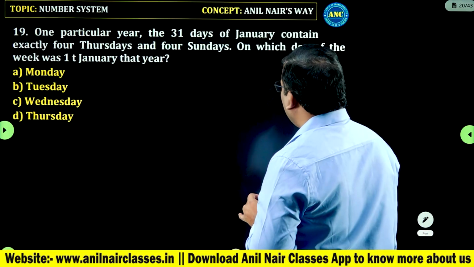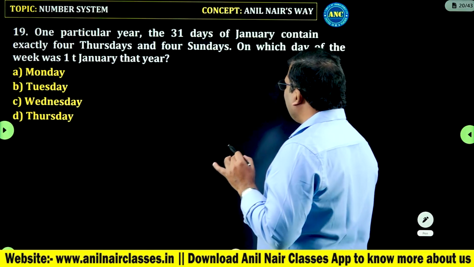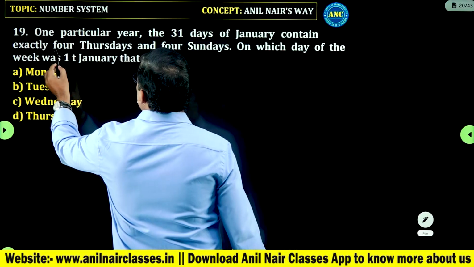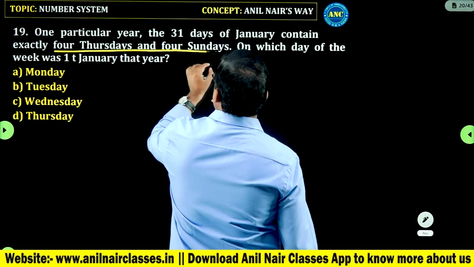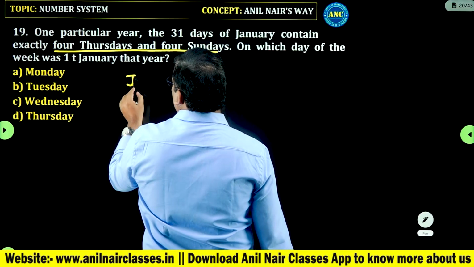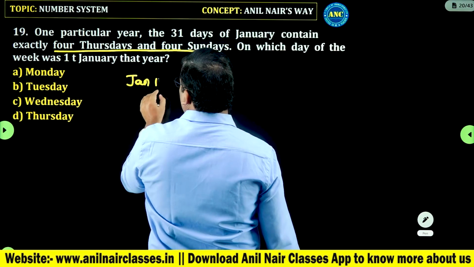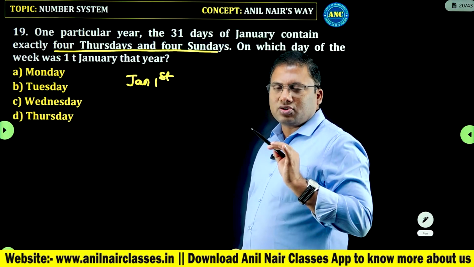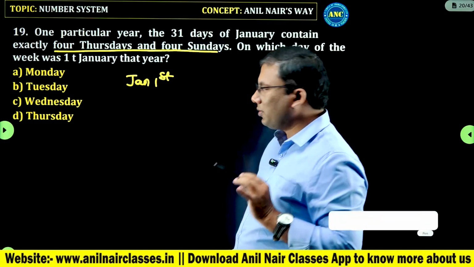In a particular year, the 31 days of January contain exactly 4 Thursdays and 4 Sundays. What will be January 1st? The best way to solve this question is by using the answer options.